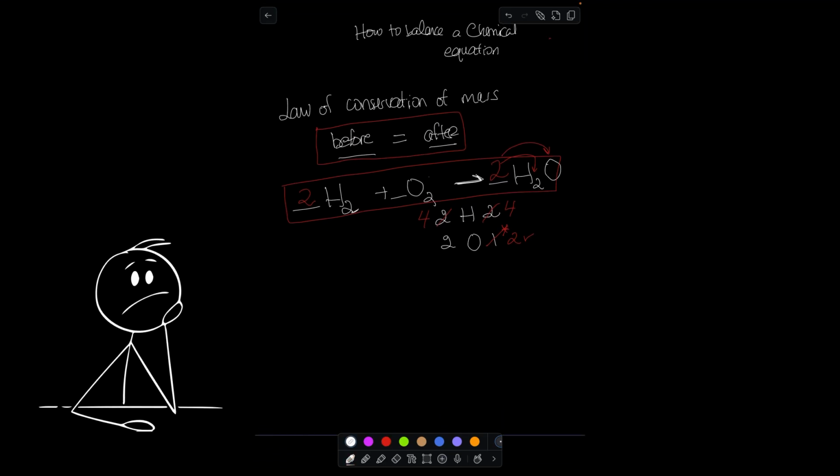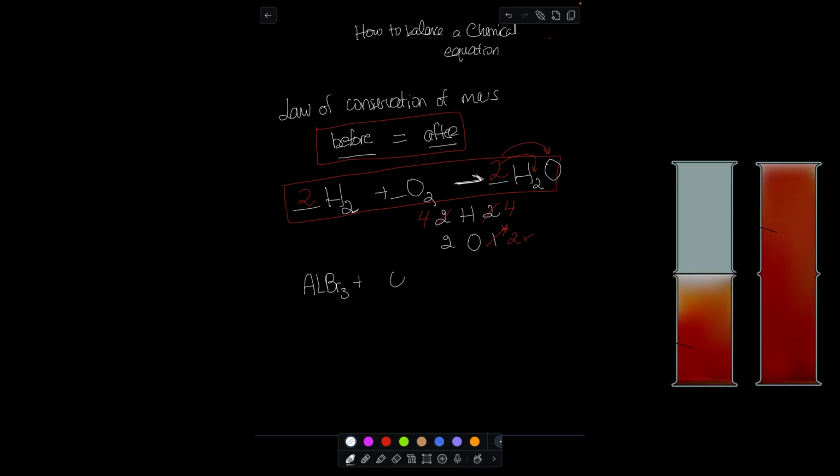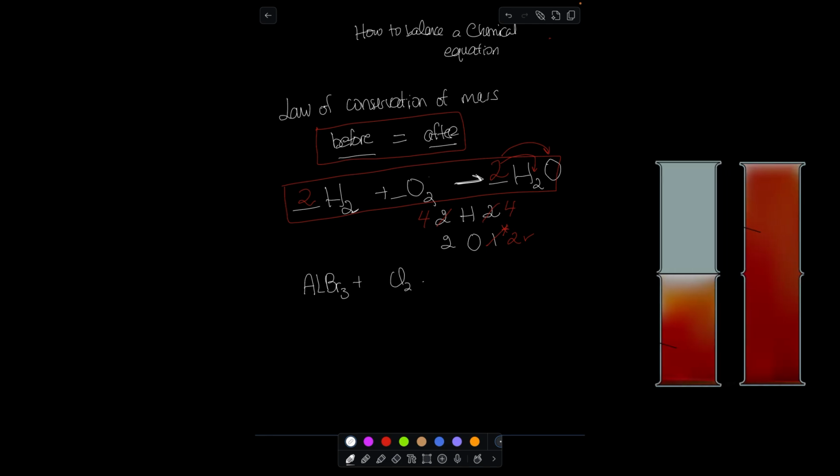Imagine that I have aluminum bromide added to chlorine gas, and it gives us aluminum chloride added to bromine gas. The same process is at play here.